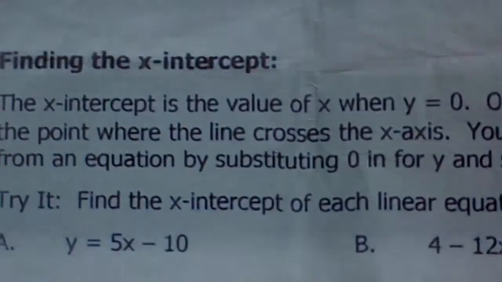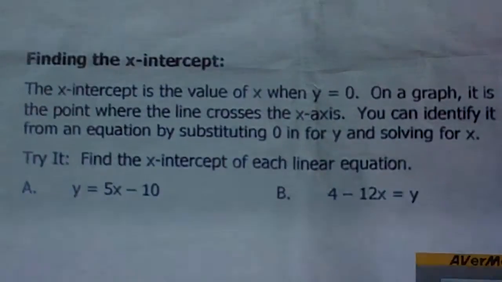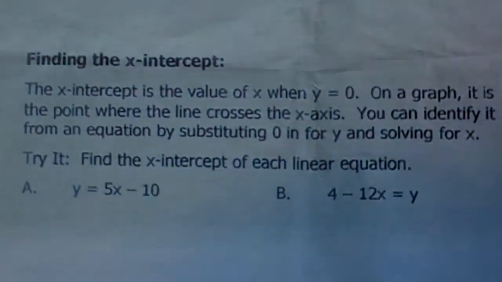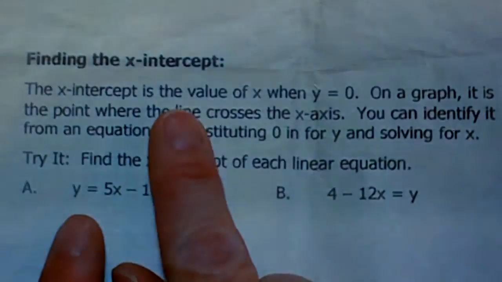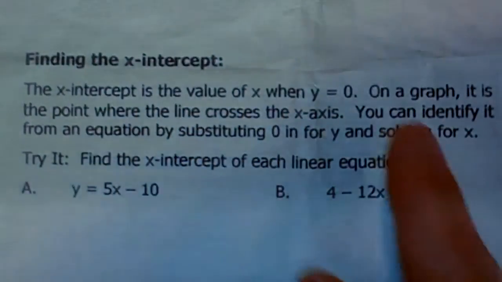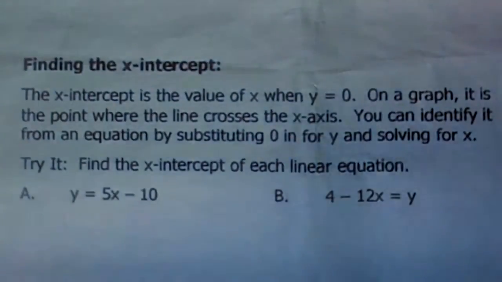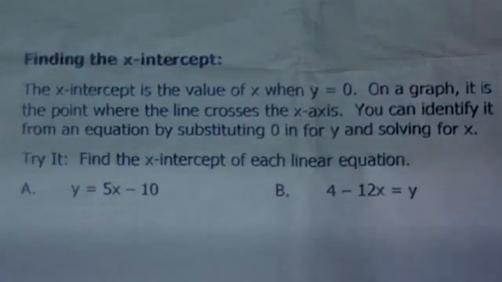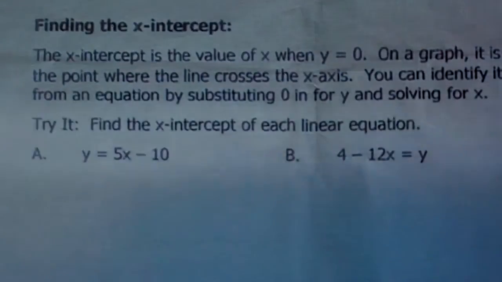The x-intercept isn't quite as easy. It's not too bad. It's just not as easy as looking at an equation. If you recall, the x-intercept is the value of x when y is 0, right? On a graph, it's where the line crosses the x-axis. So if we have an equation, we know that the x-intercept happens when y equals 0, so all you need to do is plug 0 in for y and solve the equation for x, and you'll have your x-intercept.